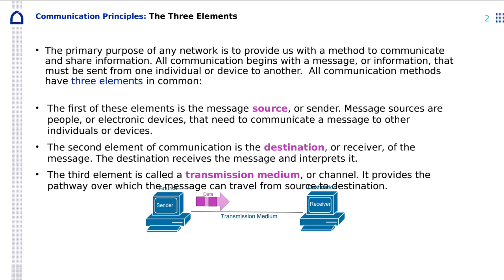One more important piece of information: we call the medium between the sender and the receiver the transmission medium. As you look here in the diagram, this is my transmission medium. This could be a cable or maybe wireless, correct? What are the types of cables? We can have maybe copper, fiber optic, okay? So all communication methods have three elements in common: source, destination, and transmission medium.